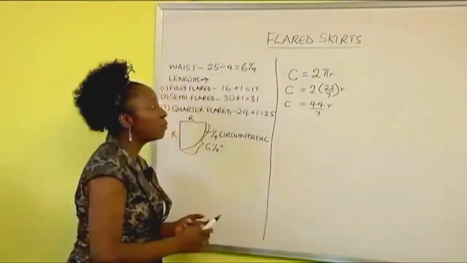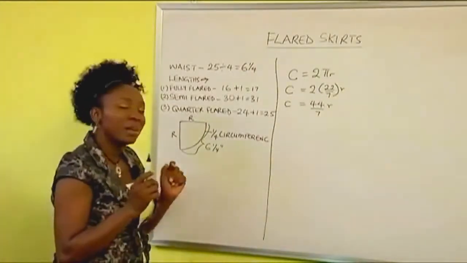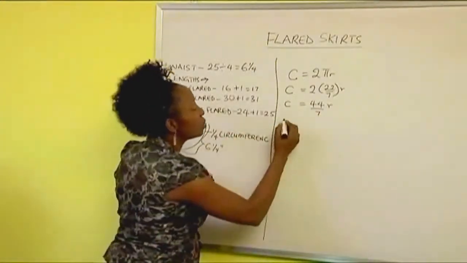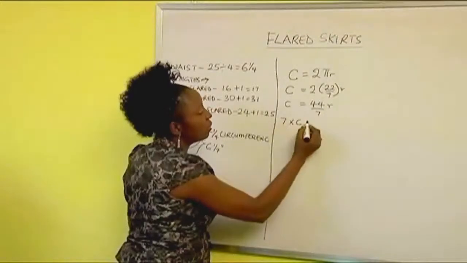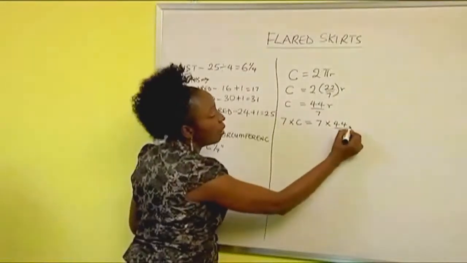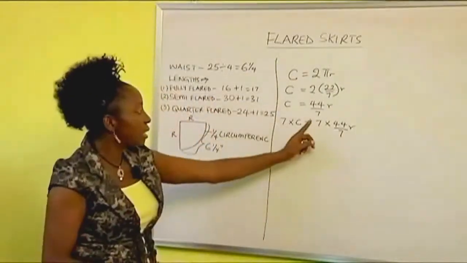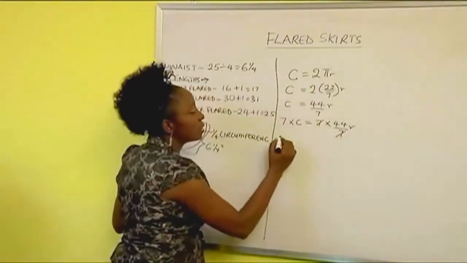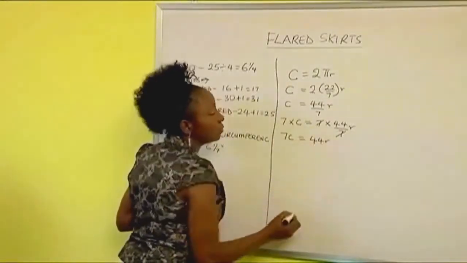Now, after I've done this, I'm going to multiply both sides by 7, because I'm trying to see how I'm going to make r the subject of the formula. So I take my 7 and multiply by C, and that will give me 7 times 44/7 r. In mathematics, once you have this, you know 7 will cross 7 out, so you cross those out. When you cross that out, what you're left with is 7C equals 44r.